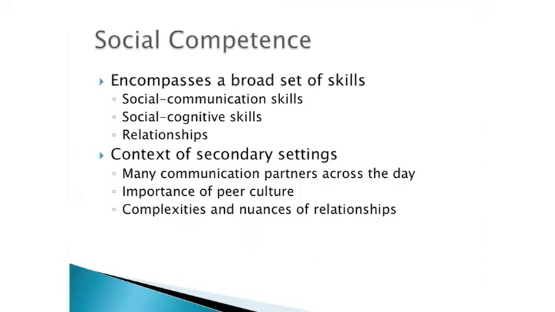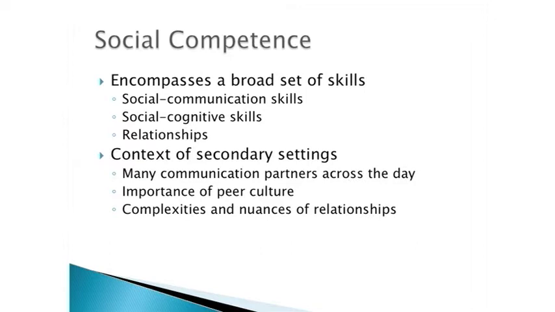Social competence, as you know, encompasses a broad set of skills: social communication skills, social cognitive skills, relationships, determining what type of relationships. There are lots of different types of relationships out there. And then, of course, the context in secondary settings is quite unique. High school students experience many different communication partners across the day, much more than, say, a child in elementary school. High school has a culture.